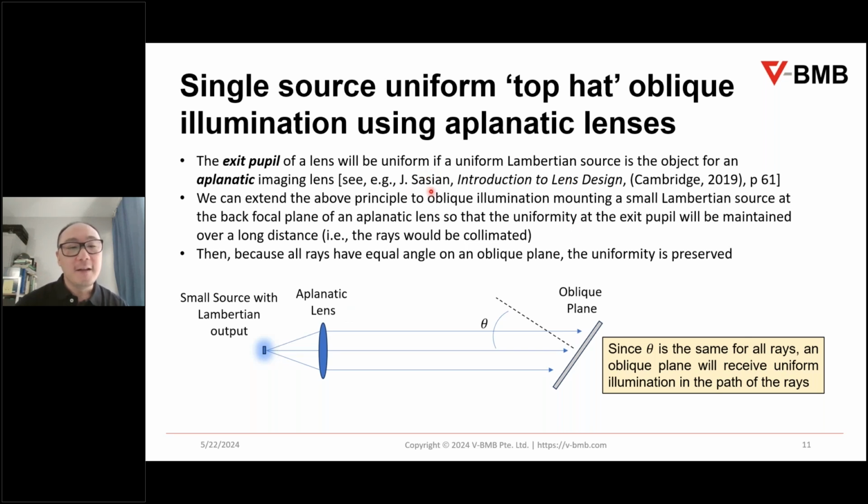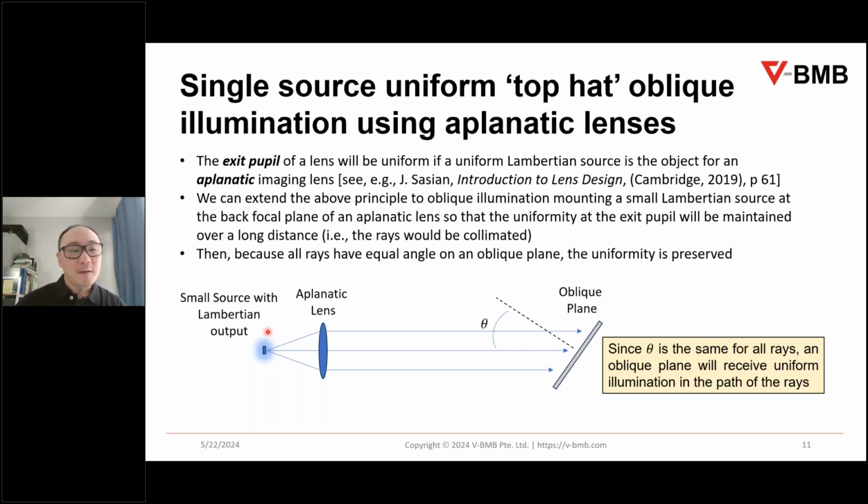Professor Sasian says that if you've got an aplanatic lens, that's a lens that has 0 coma and 0 spherical aberration. It doesn't have to be exactly 0. All it has to do is have minimal aberrations in coma and spherical aberration. You'll have an approximately uniform distribution at the exit pupil of the lens.